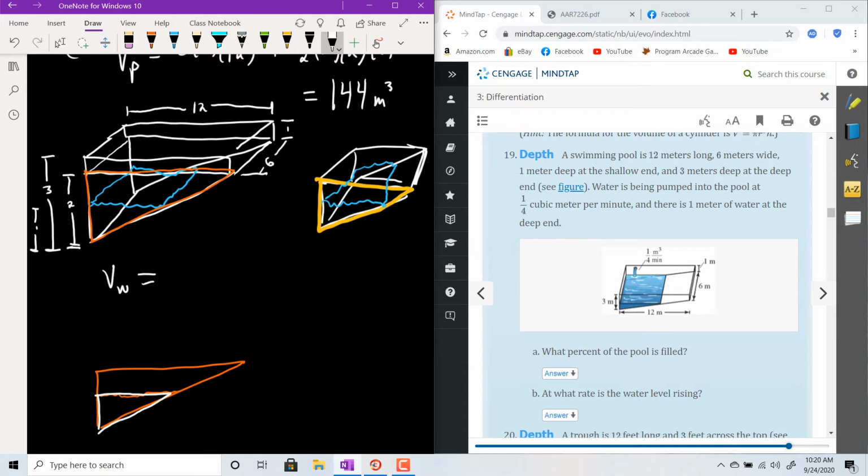But in order to pull that off, I need to use similar triangles. I know that this distance is 2. I know that this distance is given as 1 in the book. The depth of the water at time whatever is 1 times t, I guess. And then I know this dimension is 12. And there's one dimension I don't know, which I'll just call x.